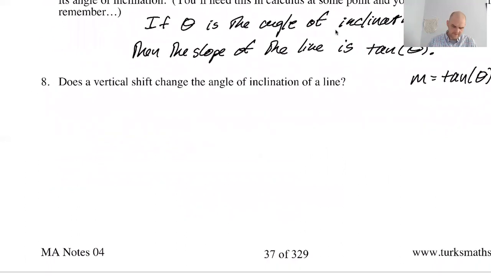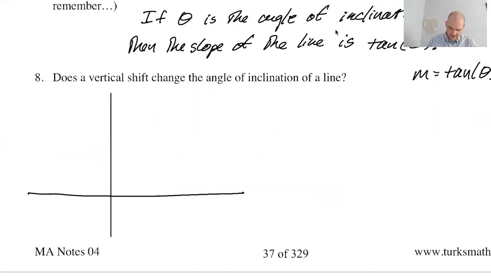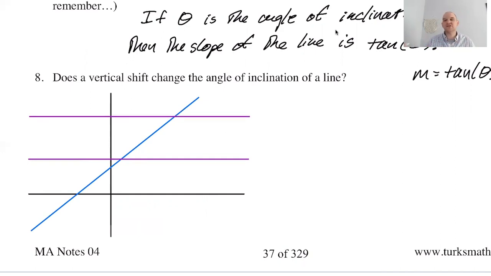So then this question: does a vertical shift change the angle of inclination of a line? I'm going to go with no, it definitely does not. Let's draw a picture. This is actually one of the things from geometry that just keeps coming up. Let's draw our line. Okay, there we go. And I'm going to draw some other lines. So if I shift it, because the line can't tilt, it's not going to change the angle at all.